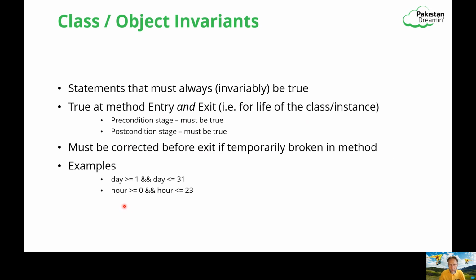So some examples here. Day and hour are two examples of invariants. They could both be class invariants. Day could be a class property. And throughout the whole method, day should always be between 1 and 31. Hour should always be between 0 and 23, both at point of entry and exit.